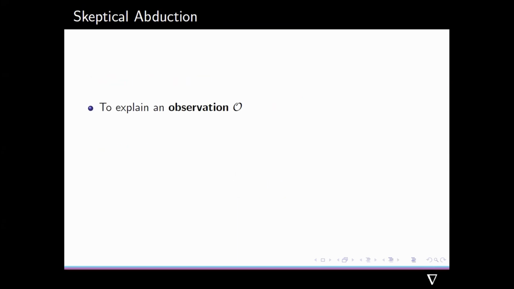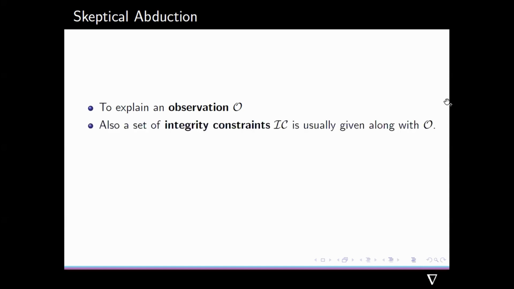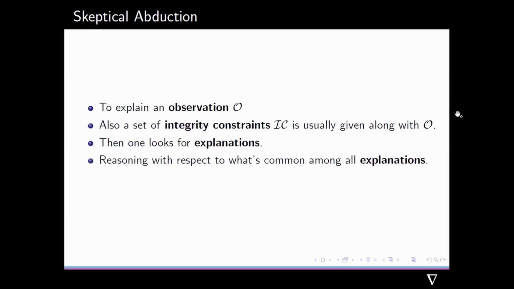The next step is to use skeptical abduction. Abduction is usually used to explain an observation O, and usually there's a set of integrity constraints provided along with it, and then you look for explanations that satisfy both, and then you reason skeptically with respect to explanations. In other words, you only consider what's common among all the explanations, not just one of them.